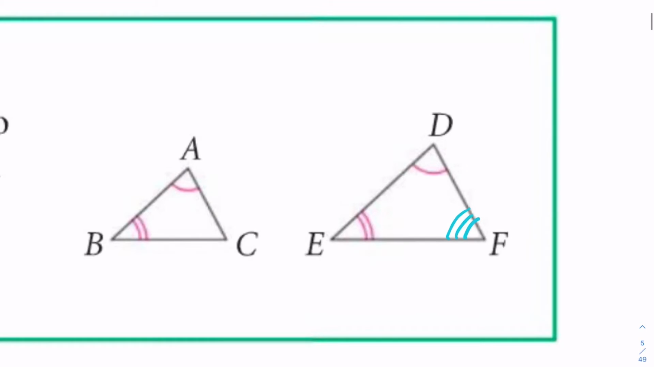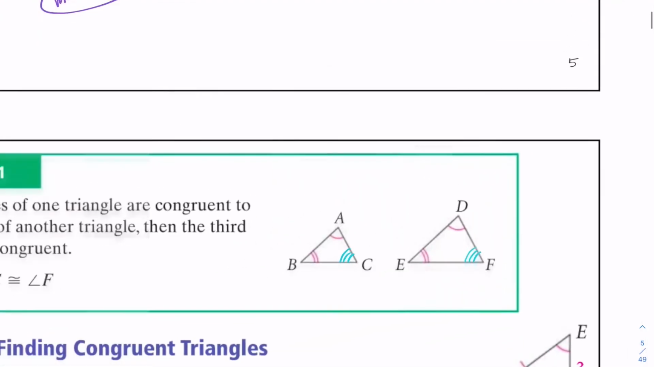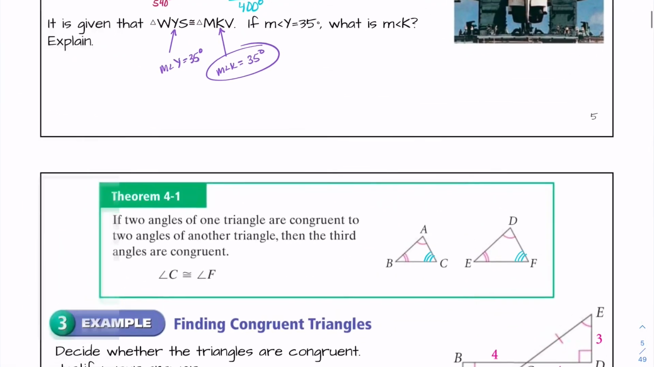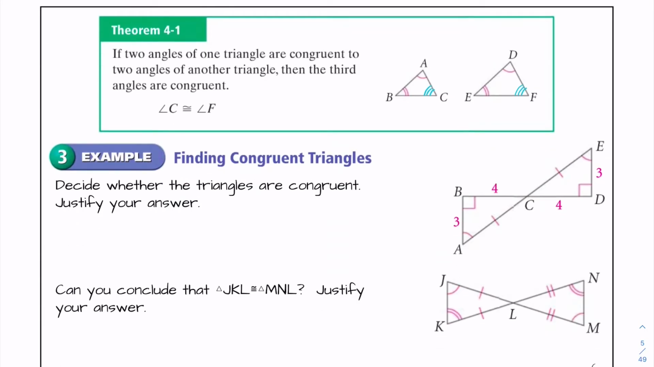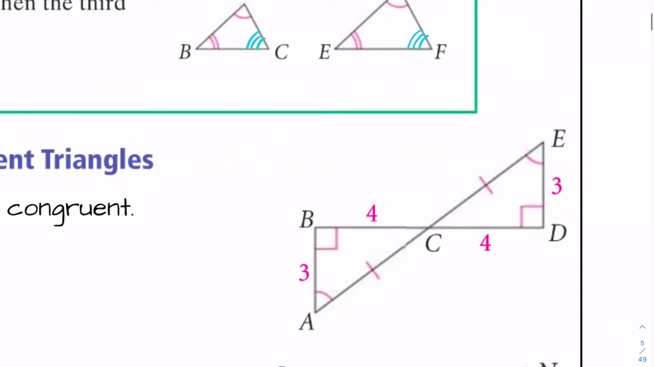We're not saying the sides are, we're just saying the angles are. Okay, because you can tell visually that these triangles are not the same size. They are the same shape, though. They both have the same angle measures. So if this, then those angles are congruent. It has to be, right? Just based on the degree measure. So this question is asking, decide whether the triangles are congruent, justify your answer. So let's take a look.